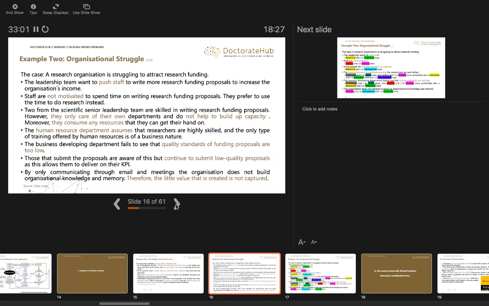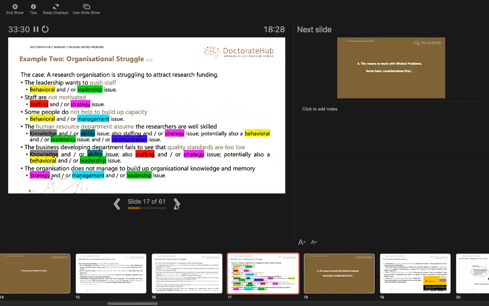And even worse, by only communicating through email and meetings, the organization does not build up organizational knowledge and memory. Therefore, little of the value that is created is captured. And nothing of what's happening in the organization is obvious to others because of the knowledge management system being absent. Now, this is a concrete example of a research organization where I've been working, and it was quite obvious what was happening there.